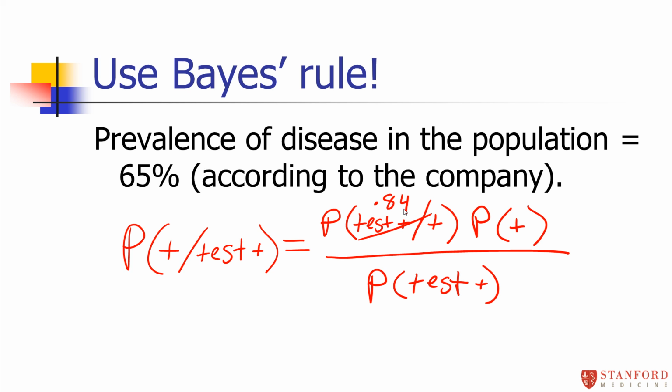What's the marginal probability of having moderate to severe cellulite? The company just told us that that's 65% in the general population. So that's where we're incorporating that number.